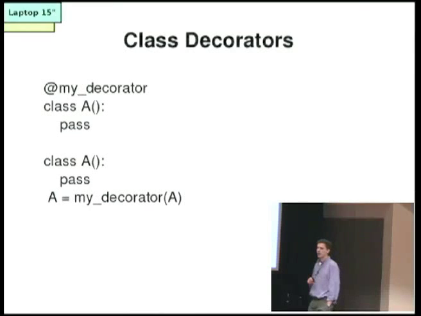Class decorators. Class decorators are new in 2.6 and 3.0. They work exactly like function decorators, except you use them on classes. So at the top, we have the new syntax, which is the decorator definition, the class, in this case empty, and at the bottom is the expansion. You could do all this before, you could do this in 2.3, you could do this in 2.2, but now we have syntactic sugar.